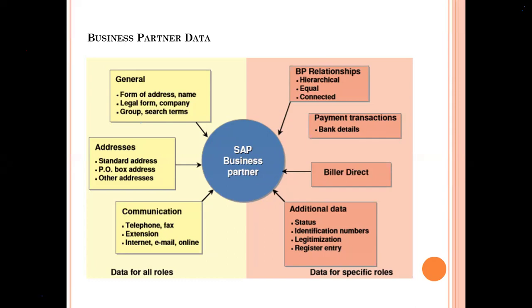So what is the basic data? The name of the person, the address of the person, and the communication detail of the person. So these are the basic data. What is the specific data?